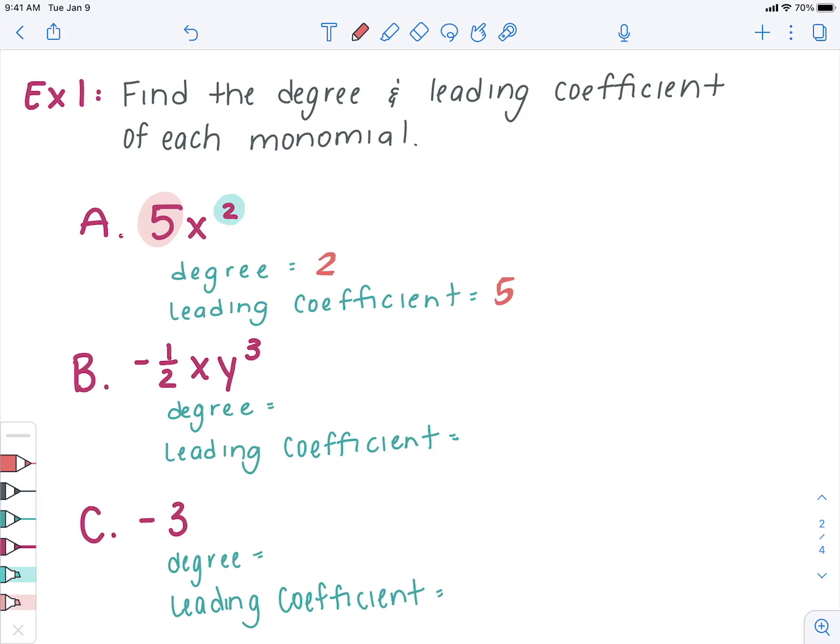B is a little bit trickier because now I have 2 variables, so I have to add up all the exponents from all the variables. So I see first, I just have an x, which we know is really the first power. Then I have a 3, so my degree is 1 plus 3, which is 4. My leading coefficient is the number out in front, so it's going to be that negative 1/2.